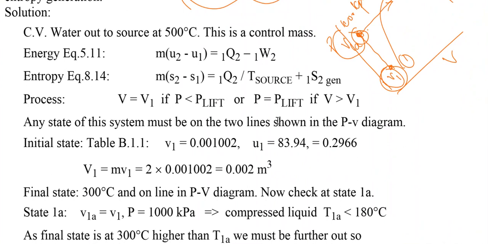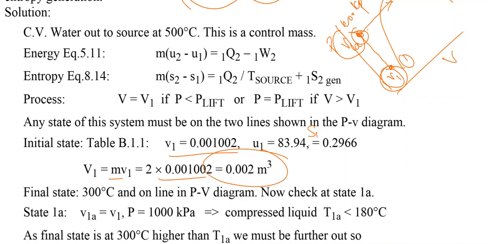I'm not saying to use it safely in every case. You can use the property of the liquid if you are in a compressed region. So we have got from the table, V1 is equal to 0.001002, the internal energy is 83.94, and the entropy S1, sorry, it's written wrong over here, is 0.2966. The total volume is equal to mass multiplied by this one, so the total volume is now equal to 0.002.